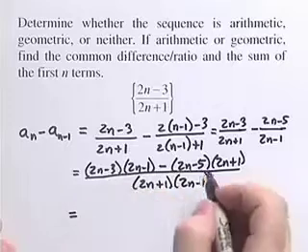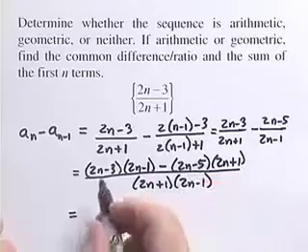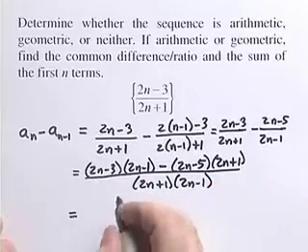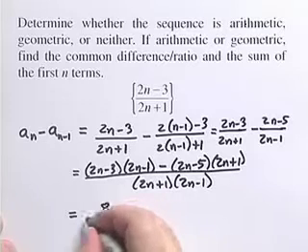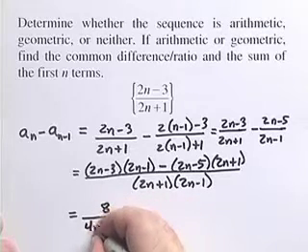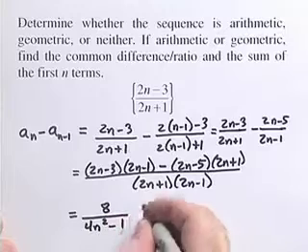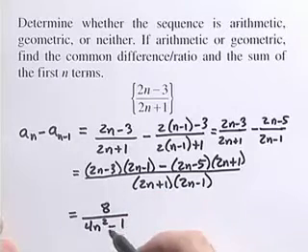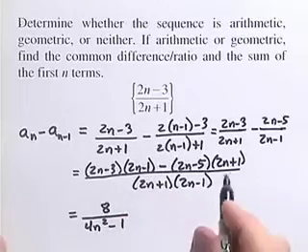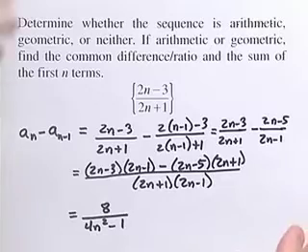If we do the multiplication and simplify this, we'll see that the difference between the consecutive terms is equal to 8 divided by 4n squared minus 1. This is not a constant, and so we can say that this sequence is not arithmetic.